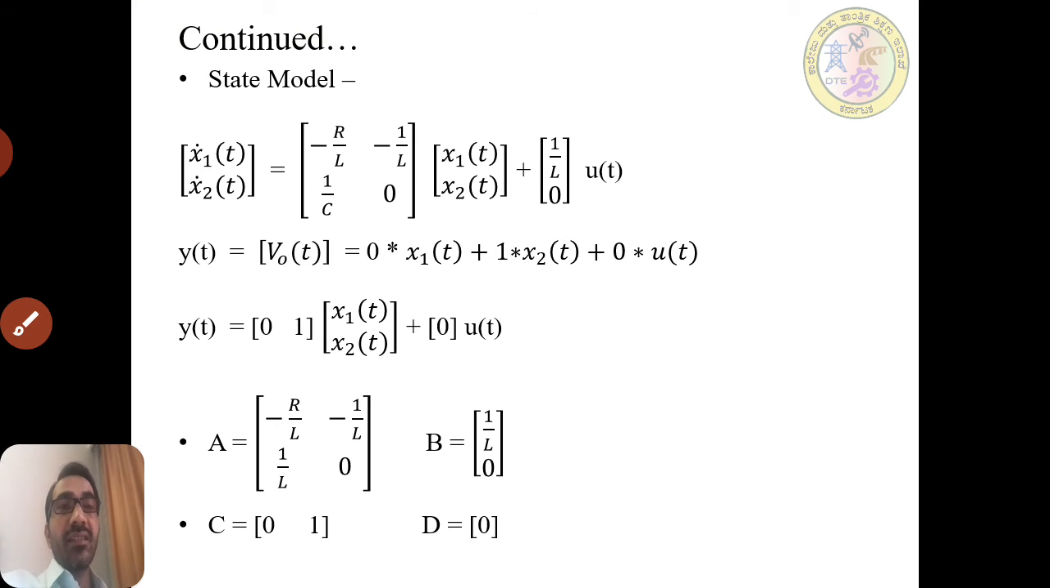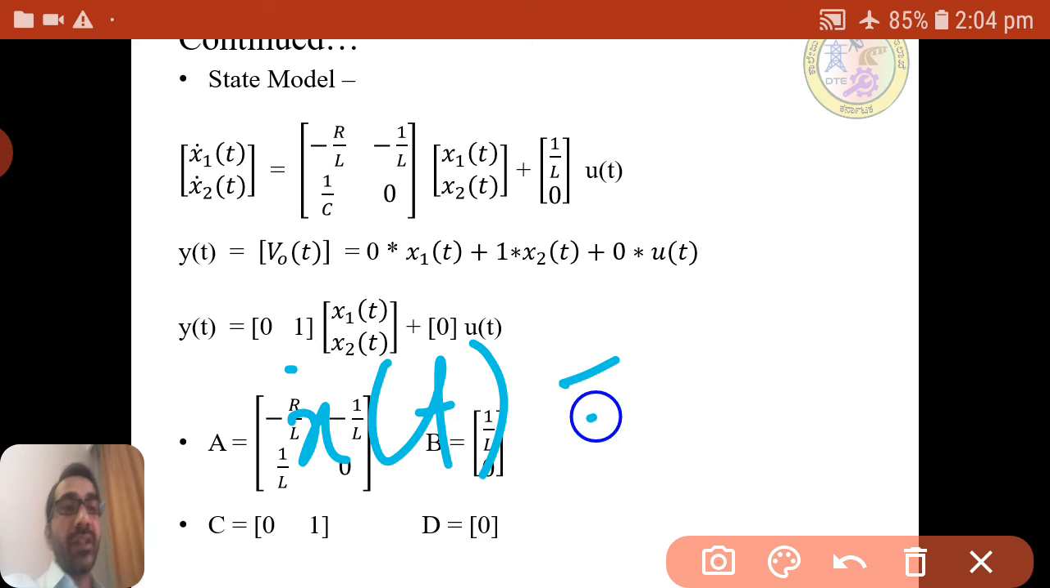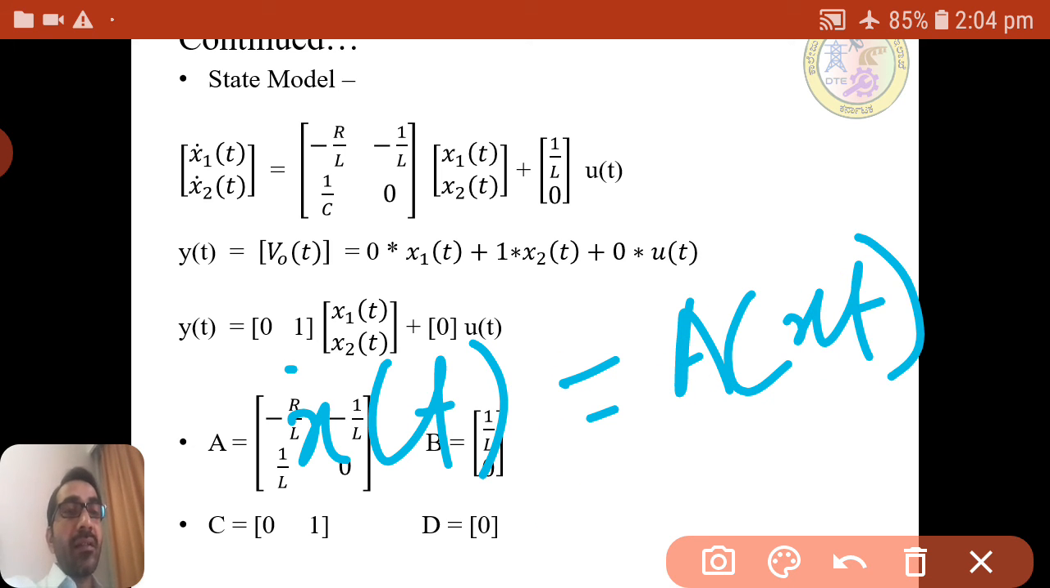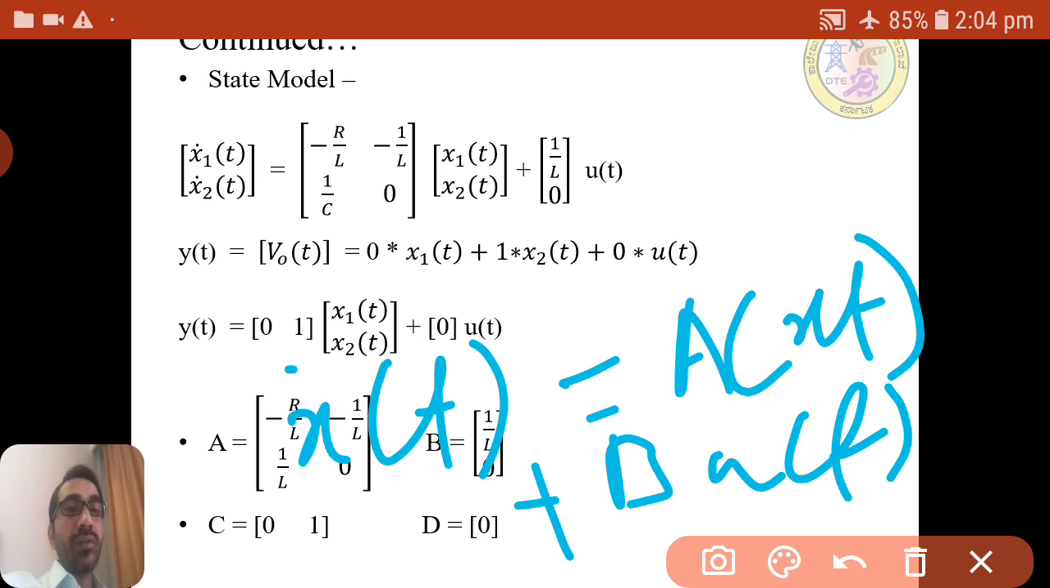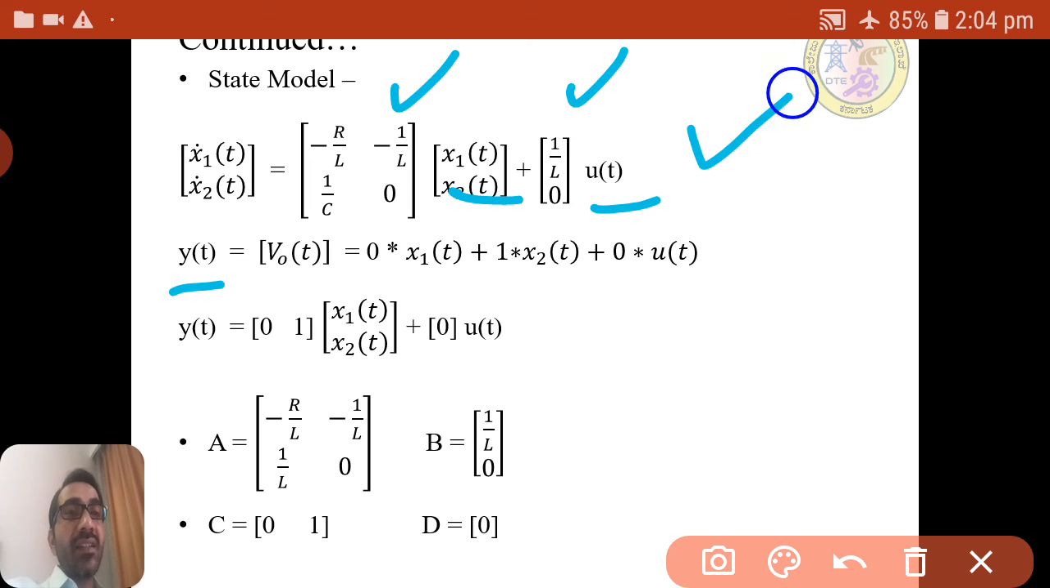The next one, once we got the state variables, we need to represent them in the matrix form, that is what we know: x dot of t is equal to a into x of t plus b into u of t. Okay, so in that form, this is x1 dot of t and x2 dot of t, this is the a matrix, this is x of t, this is the b vector, and this is u of t. So this is the state equation.